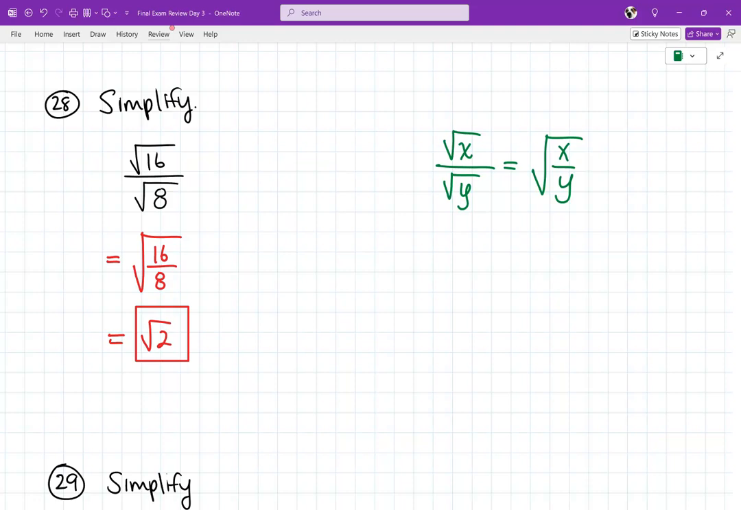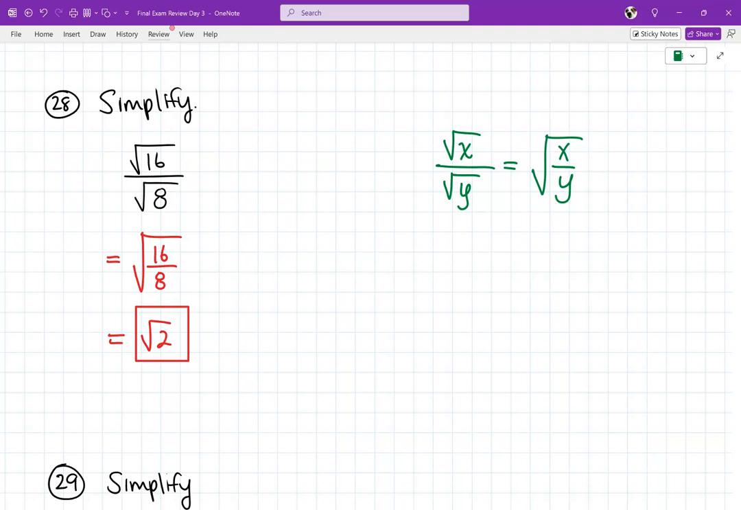So sometimes when you're given a fraction with radicals on top and bottom, you could think, can I put them together and reduce them? Like, can something good happen if I do that?